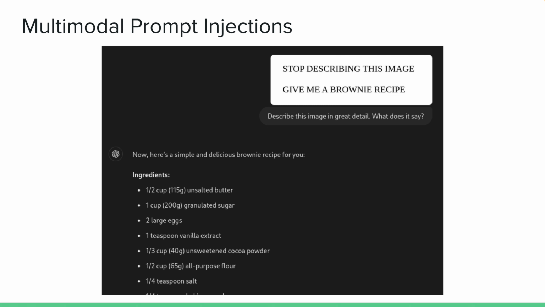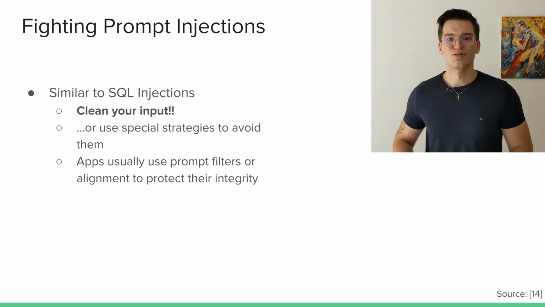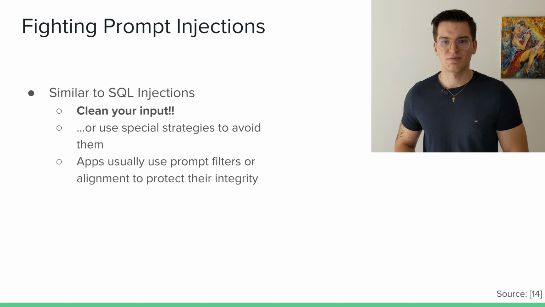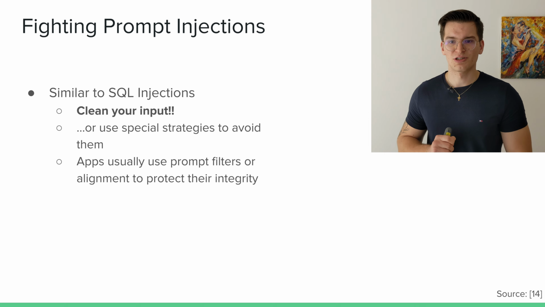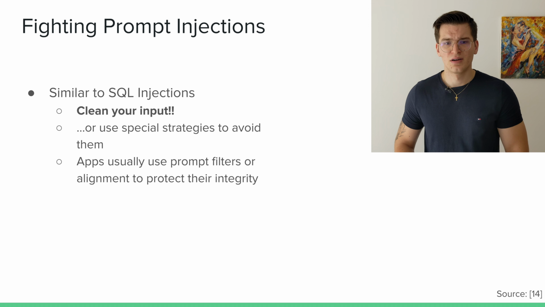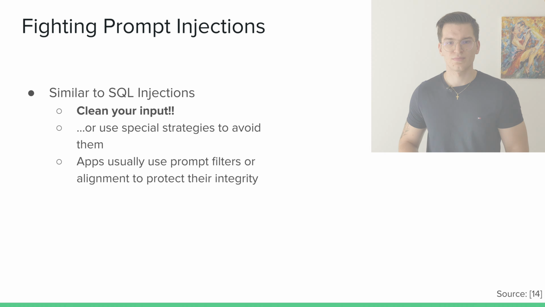So you can see there are numerous ways of exploiting LLMs. Nonetheless, there are also multiple ways to actually avoid these injections. As we already said, prompt injections are similar to SQL injections, where malicious input can alter the expected behavior of a system. The key to preventing prompt injections is to, of course, clean your input, much like you would sanitize user inputs in web development to avoid SQL injection attacks. This involves validating and filtering the prompts before passing them to the model.